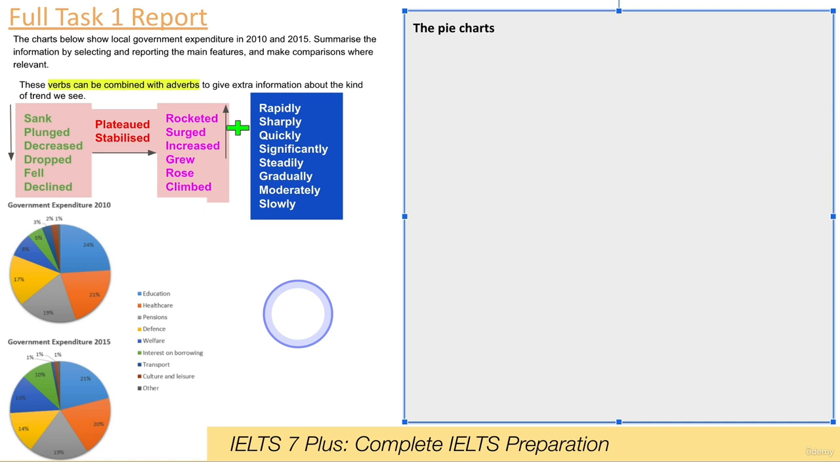specific. We could say the pie charts display information regarding local government, regarding spending on a, just maybe a small level, or a local is hard to paraphrase, so a local level maybe, regarding spending on a local level in 2010 and 2015.